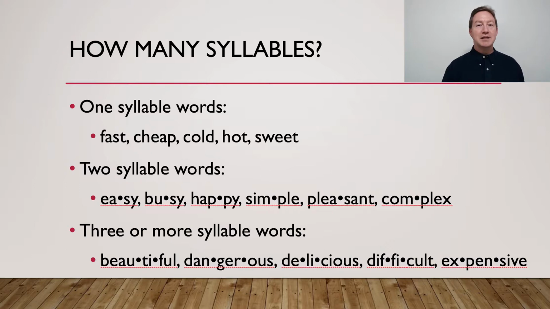First, let's talk about how many syllables are in the adjective. We can have one-syllable adjectives such as fast, cheap, cold, hot, sweet. We can have two-syllable words that are adjectives such as easy, busy, happy, simple, pleasant, complex. All of these words have two syllables or two sounds to the word. We also can have adjectives that are three or more syllables, such as beautiful. You notice three. Beautiful, beautiful. Dangerous, delicious, difficult, expensive. Understanding how many syllables are in the adjective will help you make better comparatives.